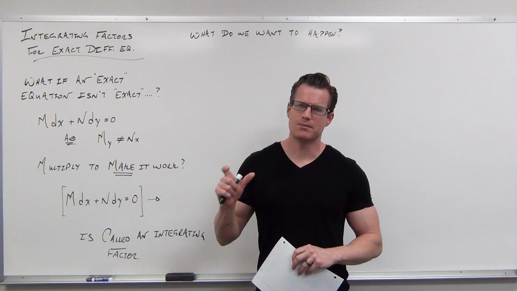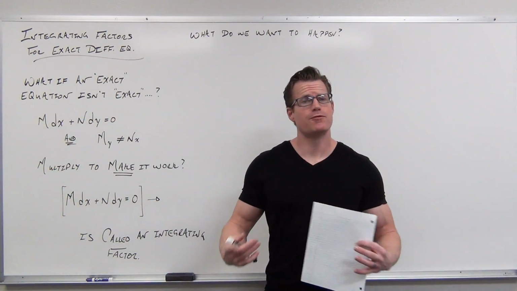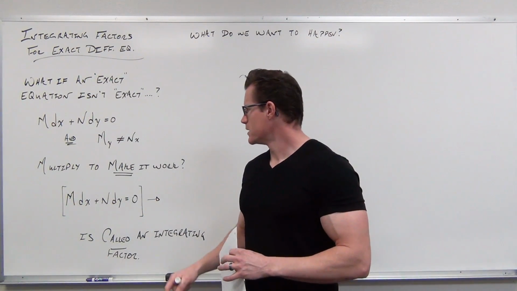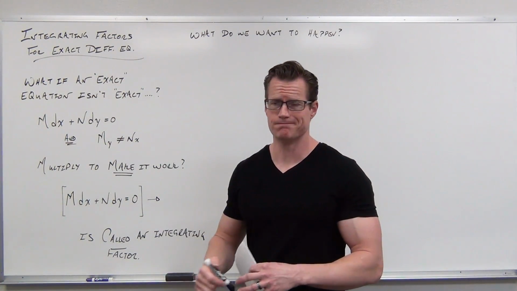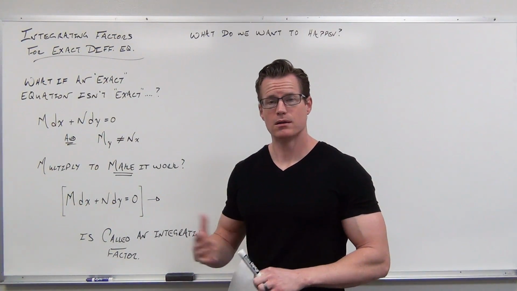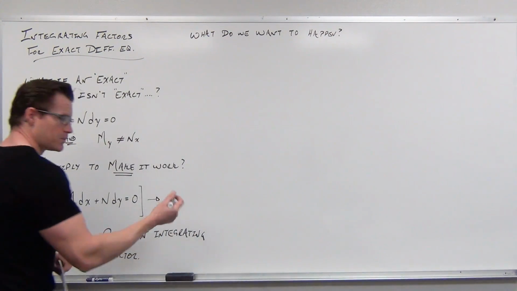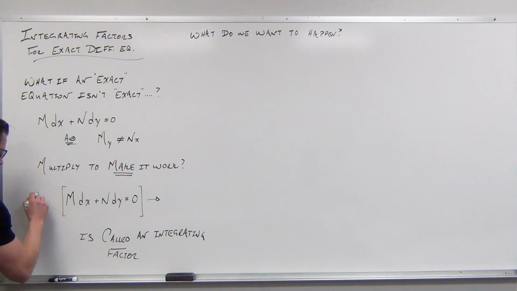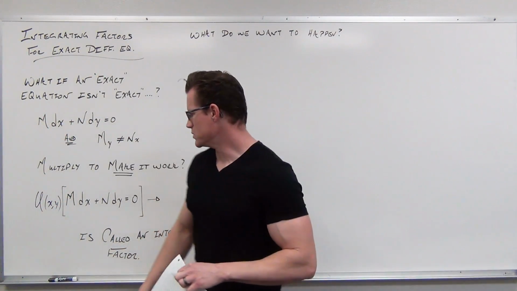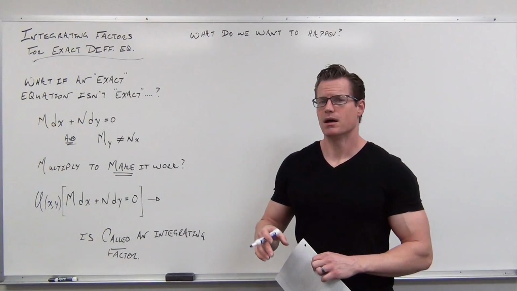Can we multiply by something? What if I multiply on both sides by some function of x and y, properly defined, to make this an exact differential equation of some potential function? Well, is that possible? Let's find out. Theoretically, it should be possible all the time. So what if we multiply by some function, let's call it u, on both sides so as to make this a differential equation that is exact?